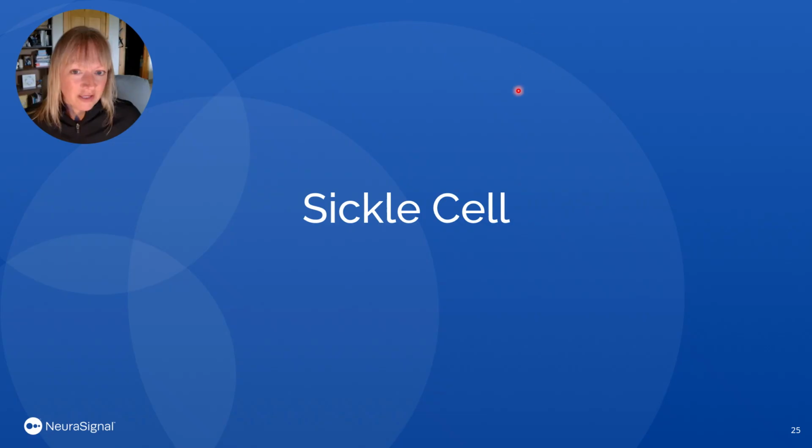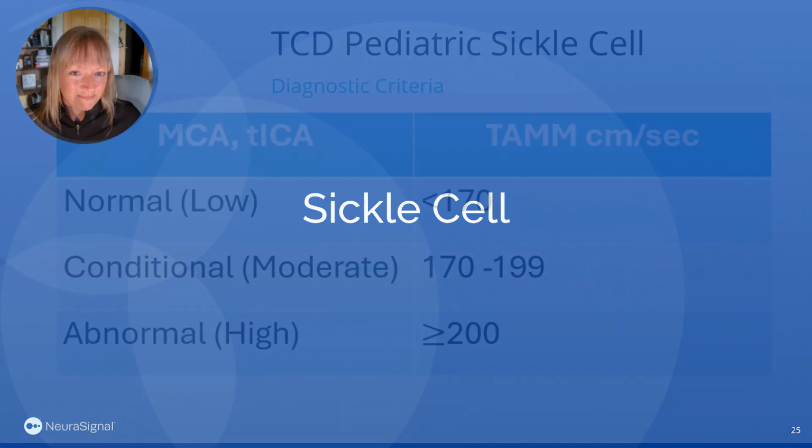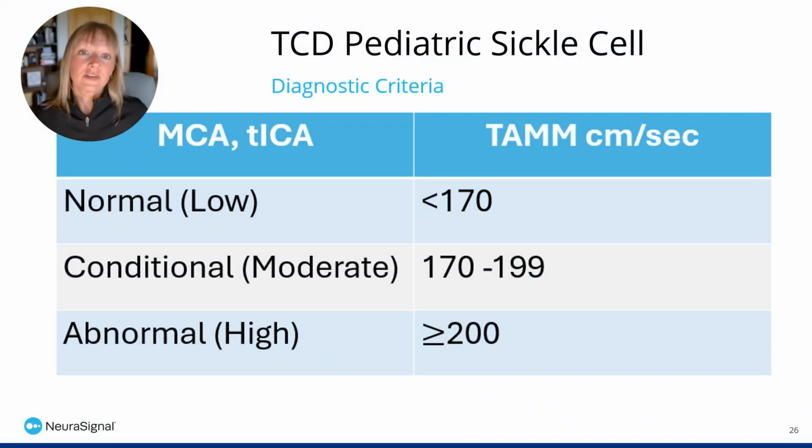Moving right along into sickle cell. With sickle cell, we'll check the same thing. We'll check the speed of the blood flow, so we'll want to know what the mean velocity is. However, they will be higher at normal state, so it'll be a higher threshold. Below 170 is your normal range. 170 will be conditional, and greater than 200 will be your abnormal range.